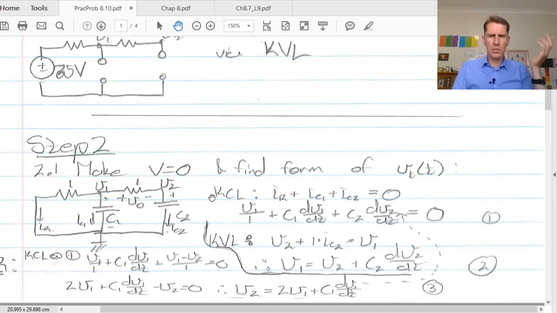So I decided I'm going to start with a KCL and see what happens. So I'm going to do a KCL there at node 1. I've got the resistor current, capacitor 1 current, and capacitor 2 current. So IR, IC1, IC2 all need to add up to 0. Then I write it out in terms of their Ohm's law version. For the resistor, it's just going to be V1 divided by 1. So that's the resistor current.